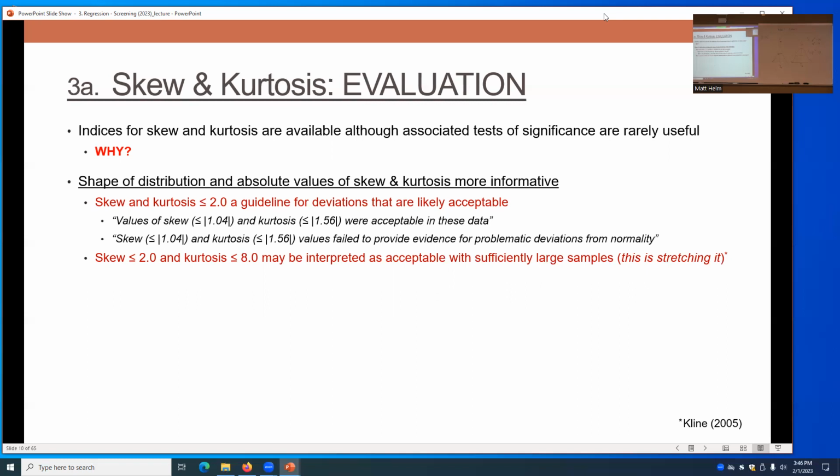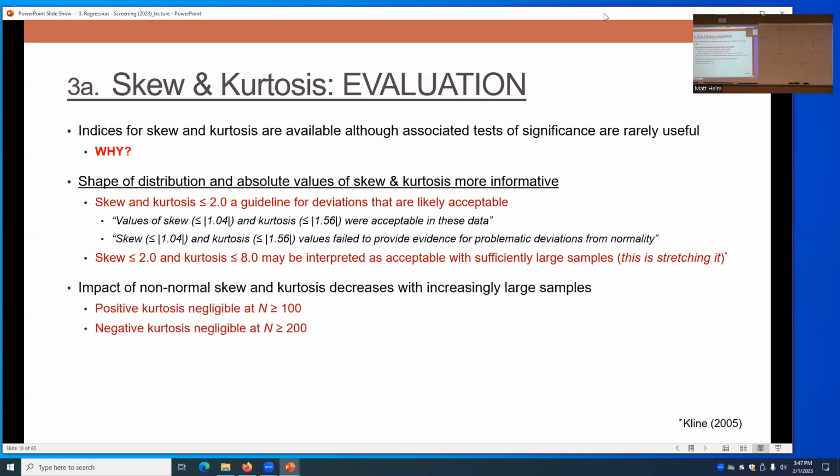Skew less than 2 and kurtosis less than 8 could be interpreted as acceptable with reasonably large samples. There's a Kline SEM book that talks about that. A kurtosis of 8 is pretty blocky, right? But the main concern with kurtosis is not dragging the mean around, it's more about variability. If I've got a whole bunch of people in my sample, I'm probably less worried about it.